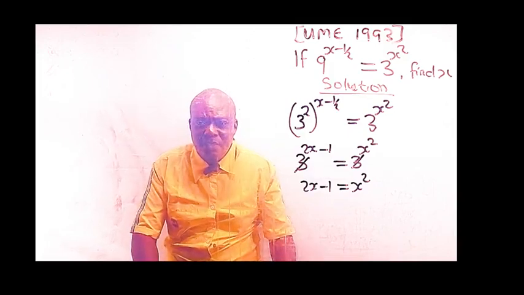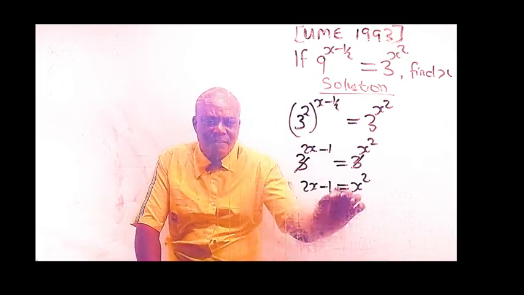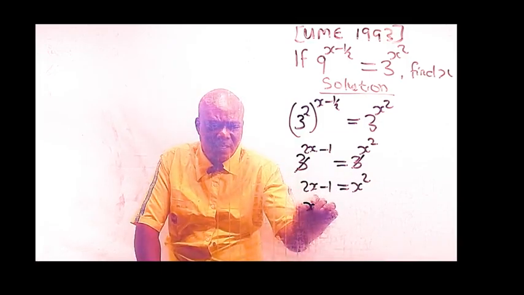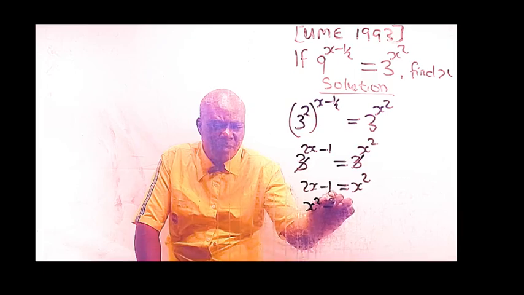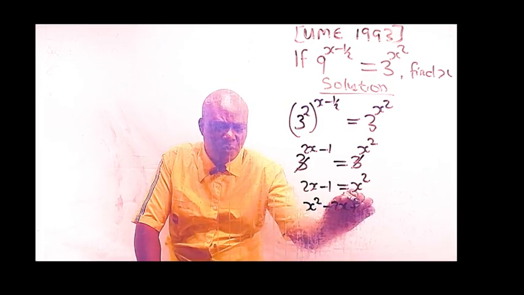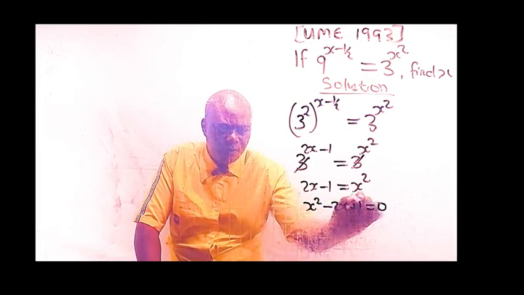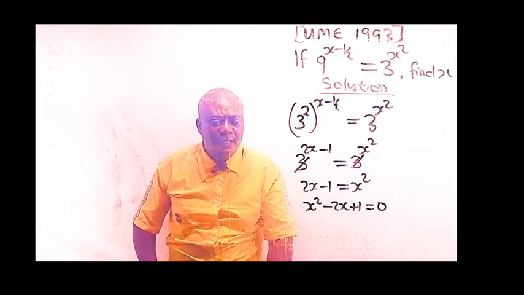Clearly the equation is quadratic, so you now rearrange it. If you do that, you have x squared minus 2x plus 1 equals 0. After the arrangement, that's what you get.